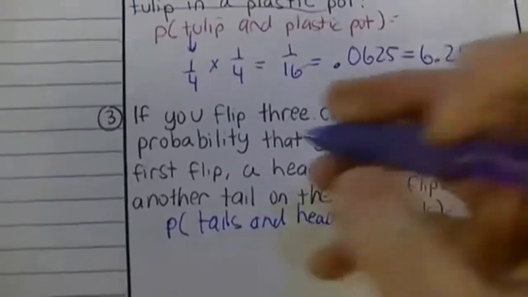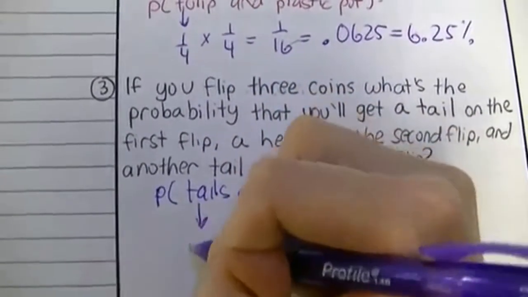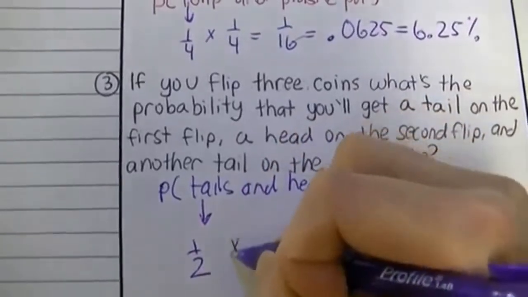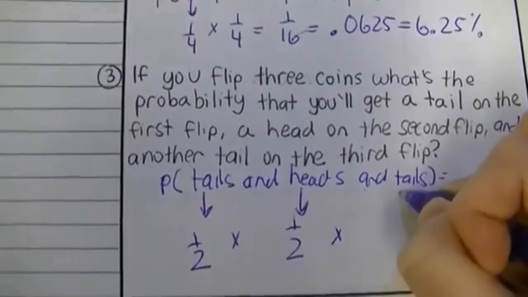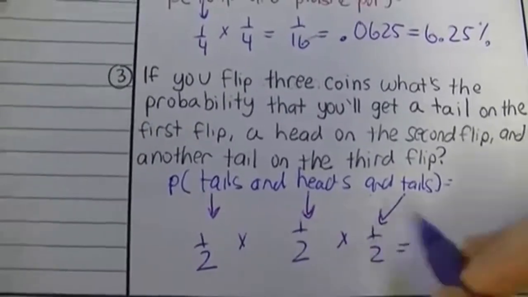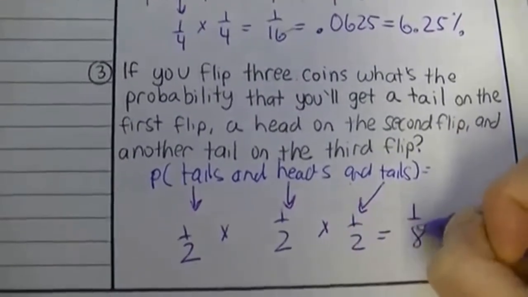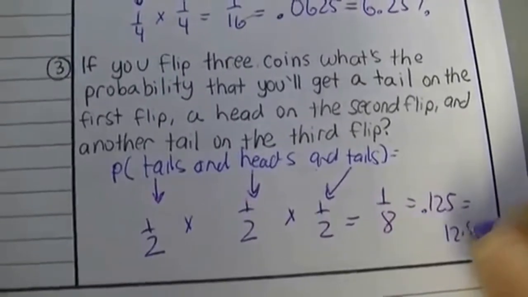Okay, so the probability of just landing on tails is 1/2. And means multiply. Probability of landing on heads is 1/2. And means multiply in probability. And probability of tails right there. Okay, so 1/2 times 1/2 times 1/2 is 1/8, which is 0.125 or 12.5%.